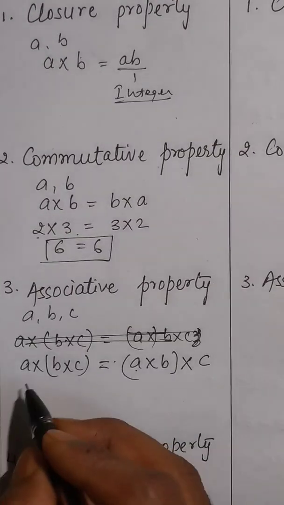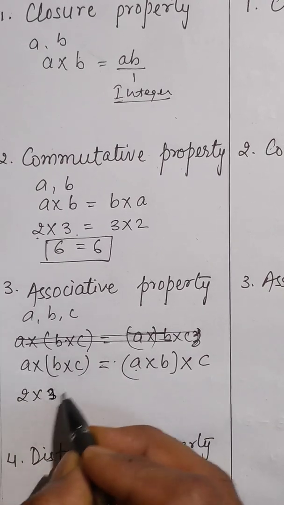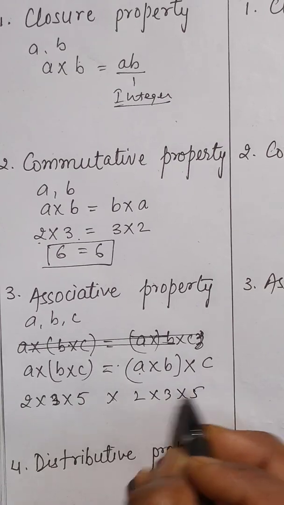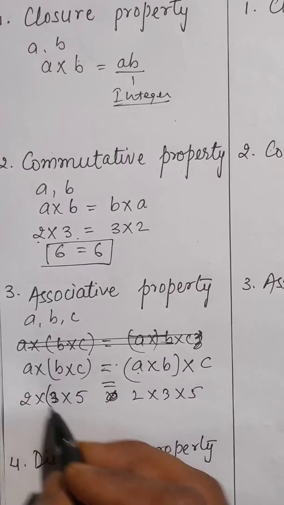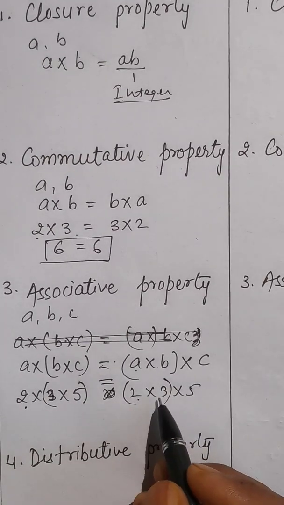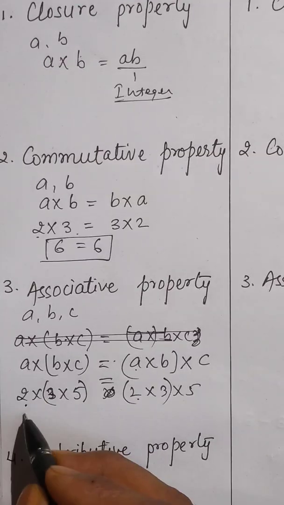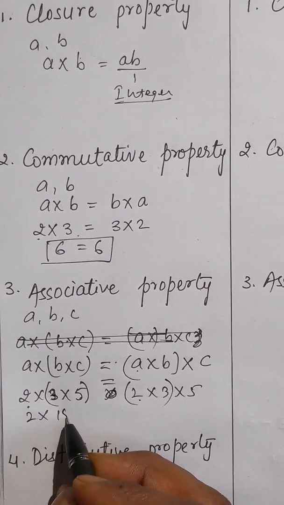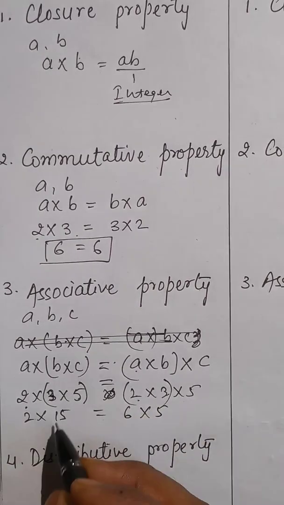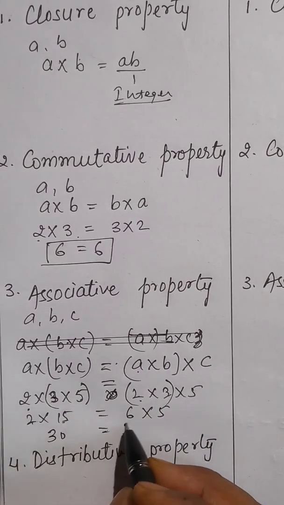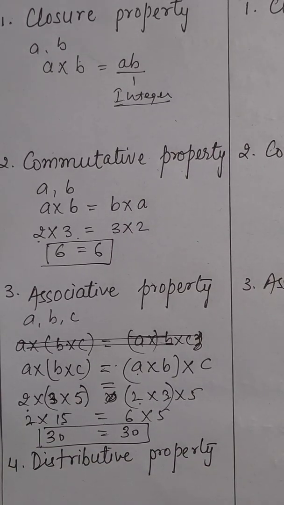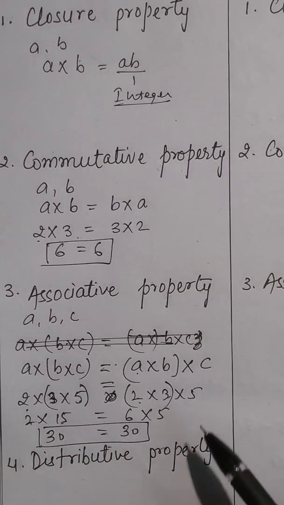Look at an example: 2 into 3 into 5. In both cases, if we multiply 3 and 5 at first, then multiply with 2, or 2 and 3 at first, then multiply by 5. 3 fives are 15, 2 fifteens are 30; and 2 threes are 6, 6 fives are 30. Look, the associative property is applicable for multiplication over integers. We will get the same result.